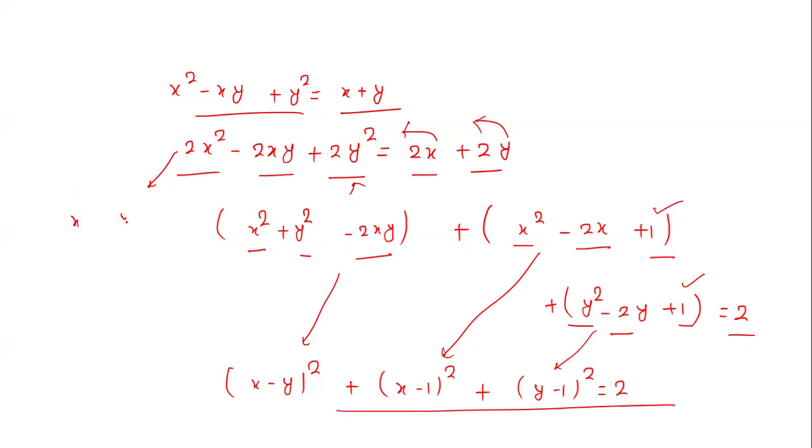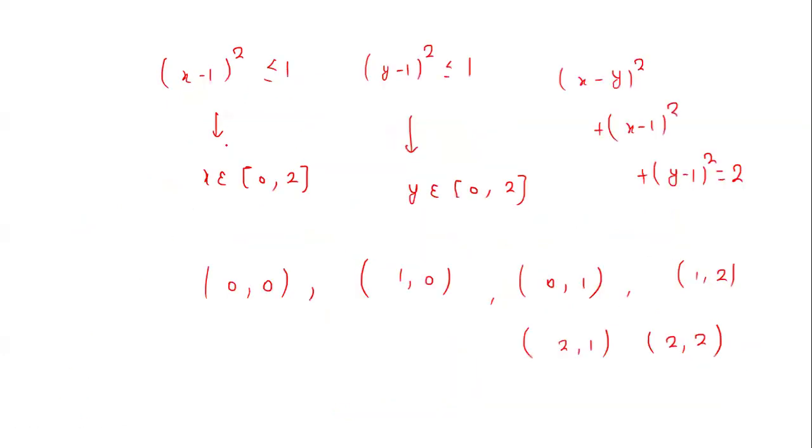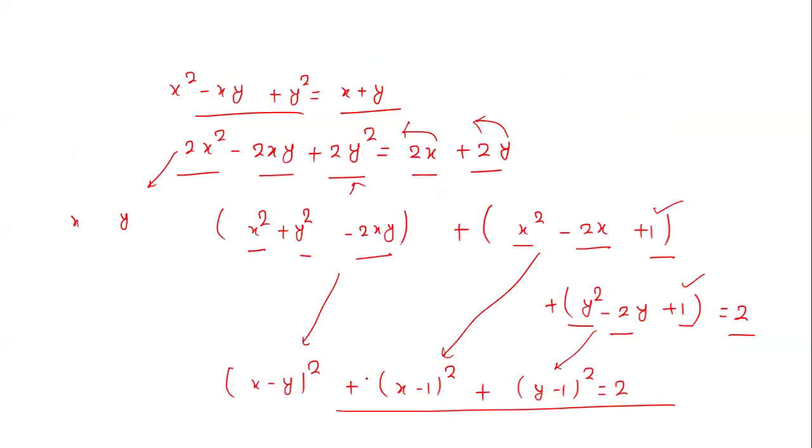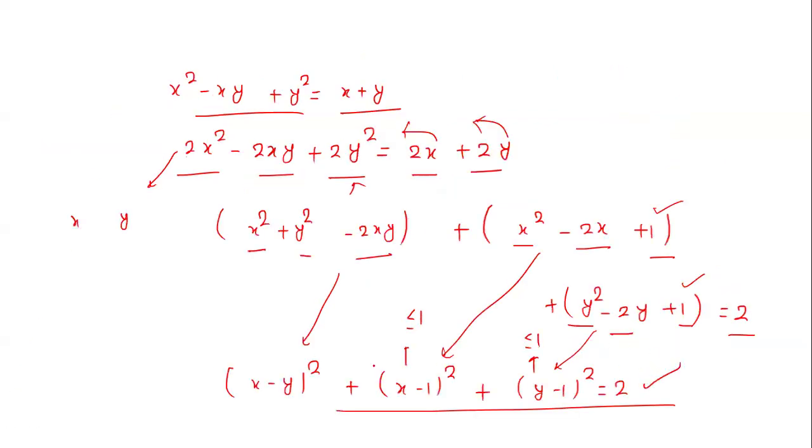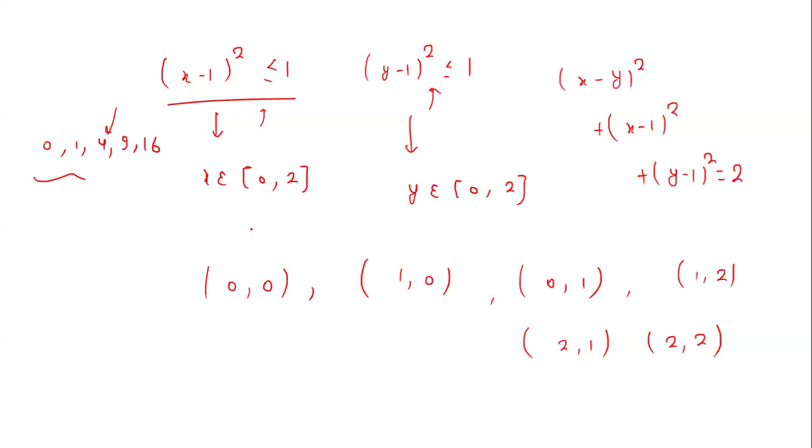Now you see, x and y are integers. So the value of a whole square will be of the form 0, 1, 4, 9, 16. For this equation to be satisfied, because all are non-negative numbers, (x minus 1) square must be less than or equal to 1 and (y minus 1) square must also be less than or equal to 1, because if you take 4, then this condition cannot be satisfied, as the sum of all three is equal to 2.